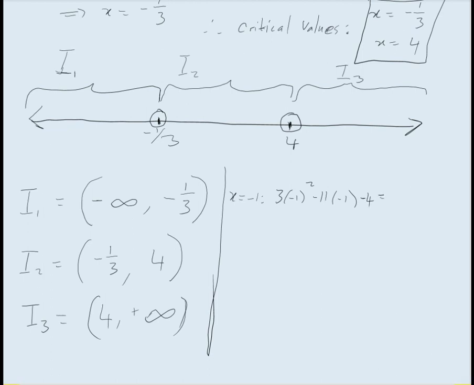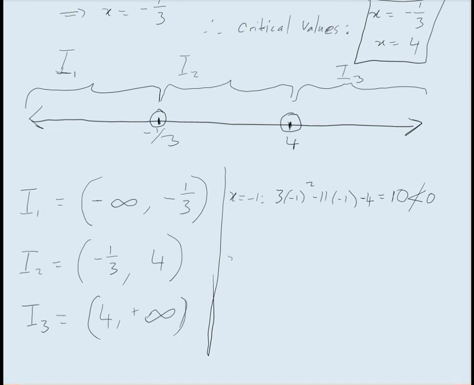And what is this equal to? Negative 1 squared is just 1. 3 times 1 is just 3. Negative 11 times negative 1 is positive 11. So we've got 3 plus 11 is 14. 14 minus 4 is 10. Is 10 less than 0? Certainly not. So this interval does not work.